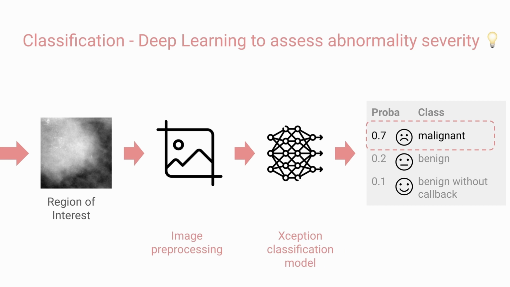For the second task, the classification task, we also used another deep learning model, this time to predict as output the class of the abnormality and as input the region where the abnormality is located.